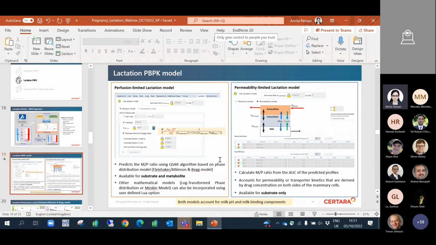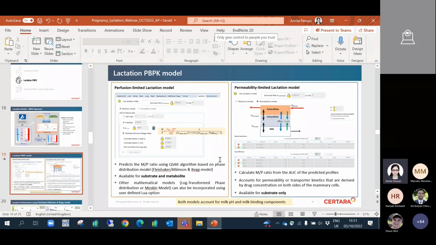All the milk parameters, as I explained, the milk pH, milk fat, and milk volume, have been utilized in the model. Depending on the model assumption, because there's really limited information on the transporter side of things on the breast and milk barrier, we do not have much information on the changes in the transporter or what transporter might be present. It does not really give a clear picture.